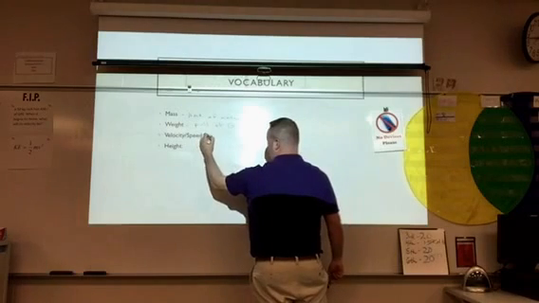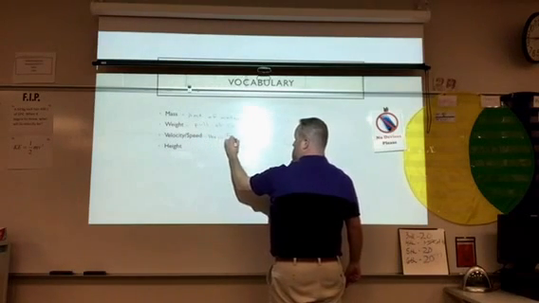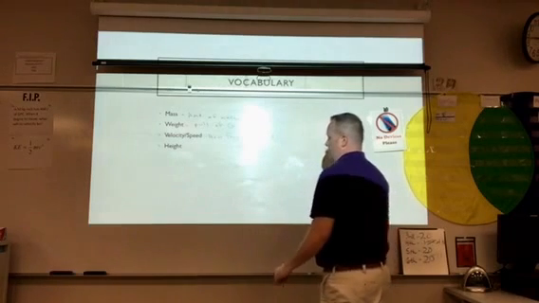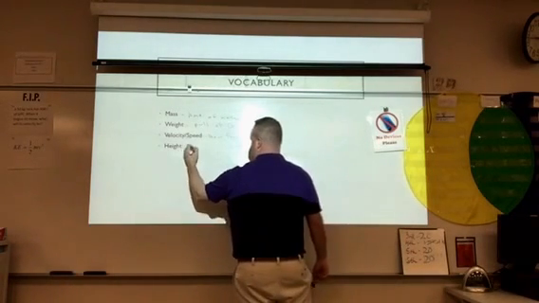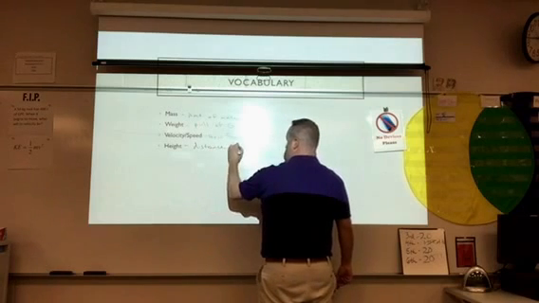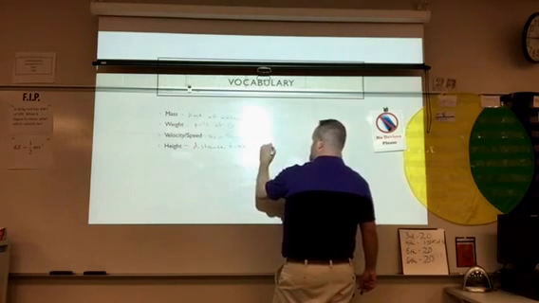Velocity and speed is essentially how fast something is moving. Our SI unit for that is meters per second. Height is the distance from the surface.